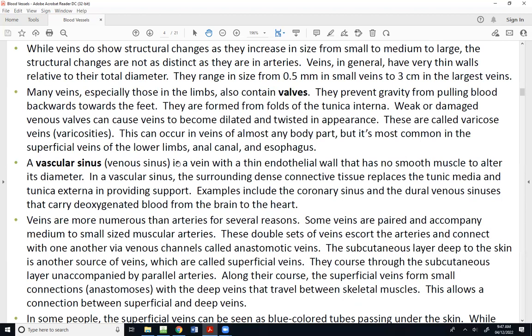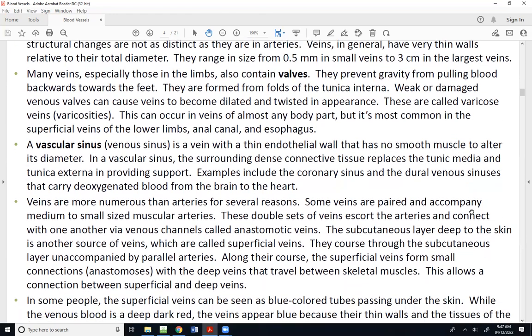In general, veins have very thin walls relative to their total diameter, and they can range in size from 0.5 millimeter in our smallest veins to 3 centimeters in our largest veins, which 3 centimeters is actually over an inch. And that would be your vena cavas that we talked about the other day.